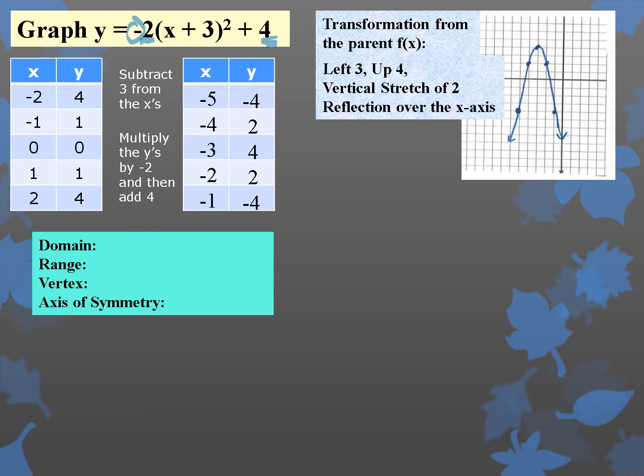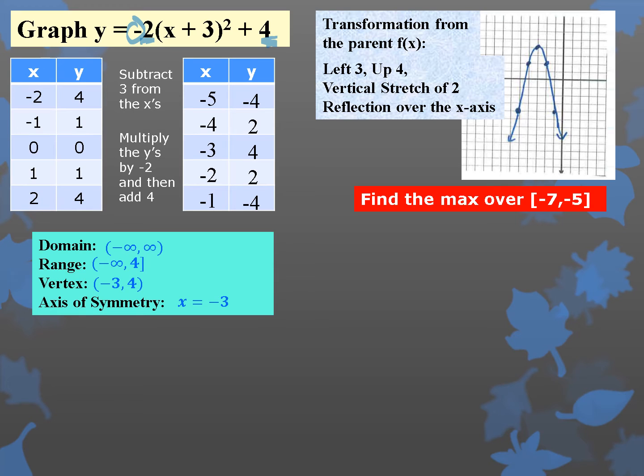So let's talk about the domain. Still a quadratic, so it's negative infinity to infinity. It opens down, so my range is negative infinity to k, with the k being 4. The vertex is at (-3, 4). And the axis of symmetry goes straight through the vertex. So x equals h, h is -3, so it's x equals -3.